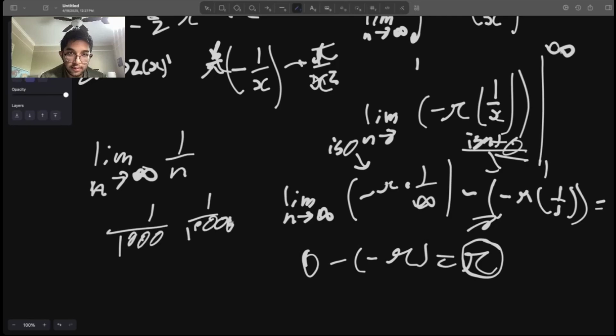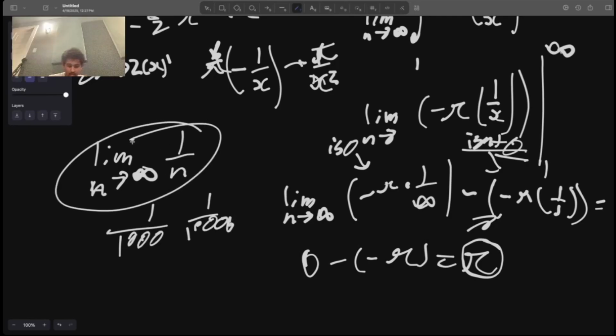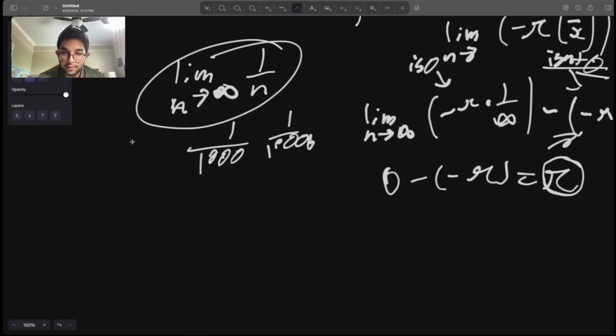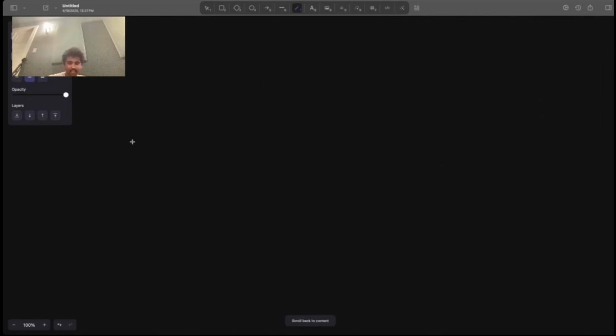It does, yeah. That's why this approaches 0. It could be 900 million or 900 billion, and it'll just be closer and closer. Anyways, on to our next practice problem.